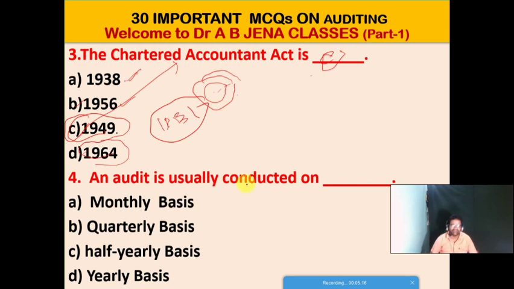Next MCQ: an audit is usually conducted on A, monthly basis, B, quarterly basis, C, half yearly basis, D, yearly basis. Friends, D is the right option for this MCQ. An audit is usually or generally conducted on a yearly basis. So D is the right option.